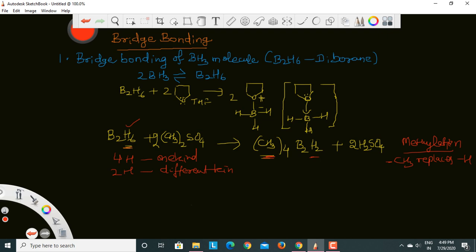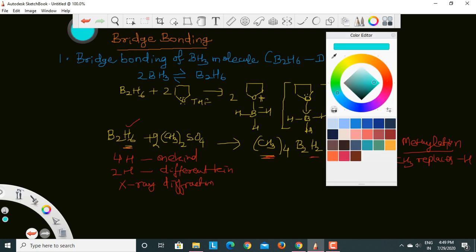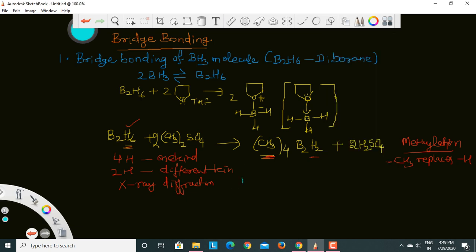When X-ray diffraction is done, it is found that in diborane the B-H bond lengths are of two types. One bond length is 1.33 angstrom and another bond length is 1.19 angstrom. So only two types of B-H bonds are there. One is a shorter bond, another is a longer bond. This is shorter and this is longer bond.